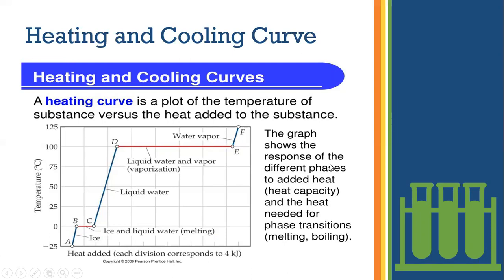The graph basically shows the response of the different phases to added heat or heat capacity. That's the topic that we cover intently in physics, and the heat needed for phase transitions, which could be melting and boiling. So what I want you to do is to identify the melting point on this cooling curve. So I want you to identify the melting point, and I also want you to identify the boiling point.